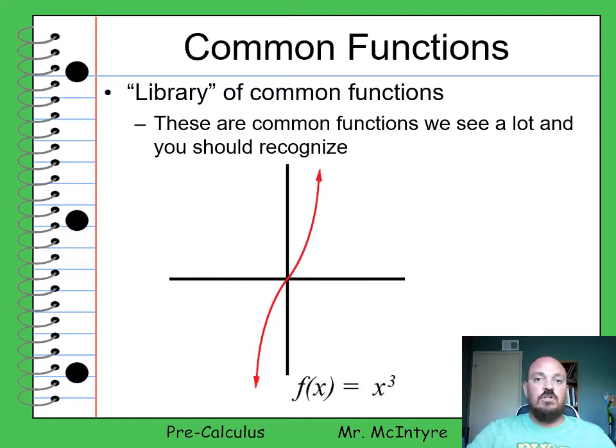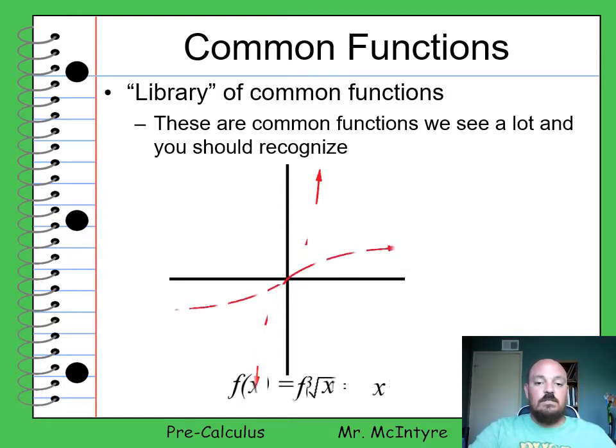This one's x cubed. This one you guys probably saw last year. And if you look at the right half of it, it looks kind of like a parabola. But instead of coming down and turning back up, it comes down and twists, and on the left-hand side you have kind of what looks like an upside-down parabola.